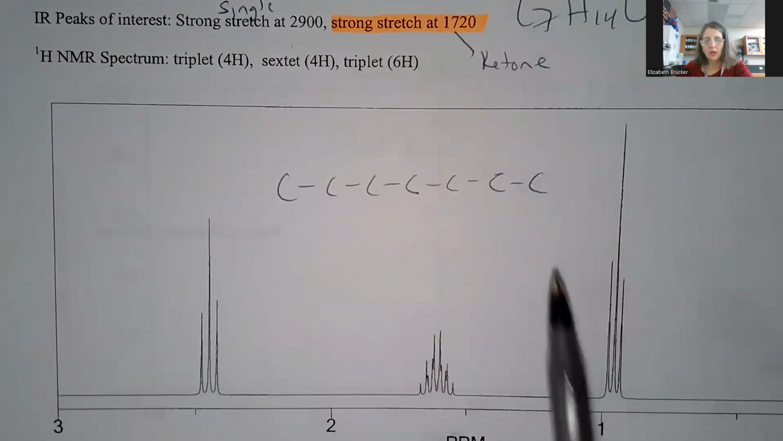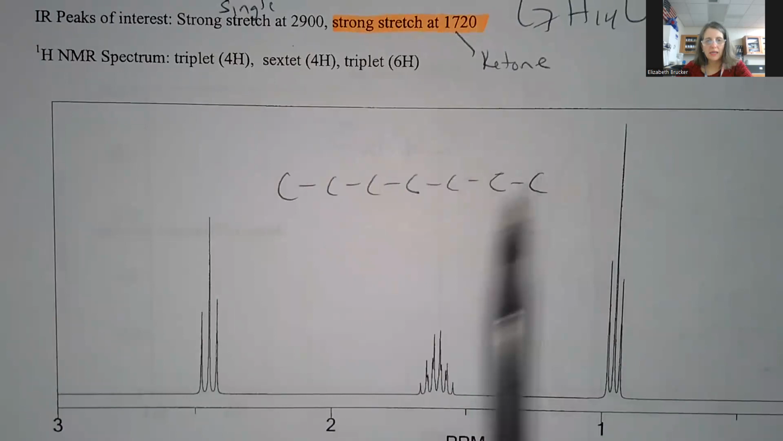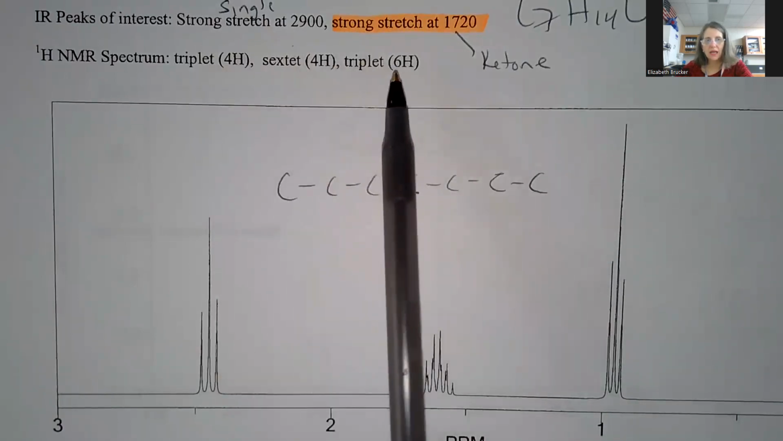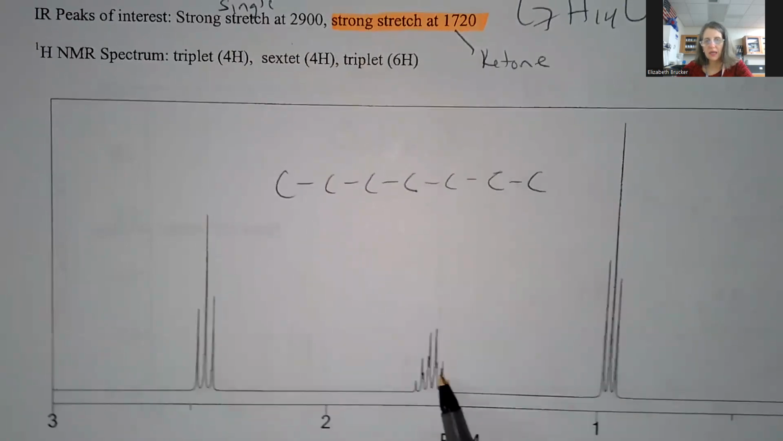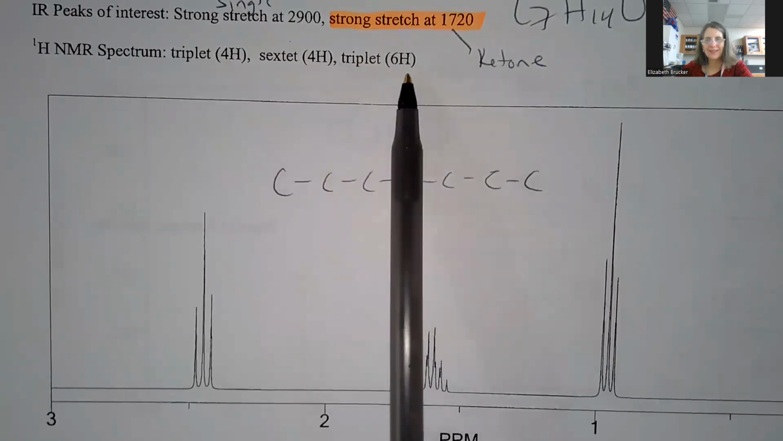All right, so I have 7 carbons. I drew them out here, and I now need to look at my NMR. Well, my NMR is actually kind of nice. I have a triplet, a sextet, and a triplet. So triplet, sextet, and a triplet. And look at their numbers. There are 4, 4, and a 6.